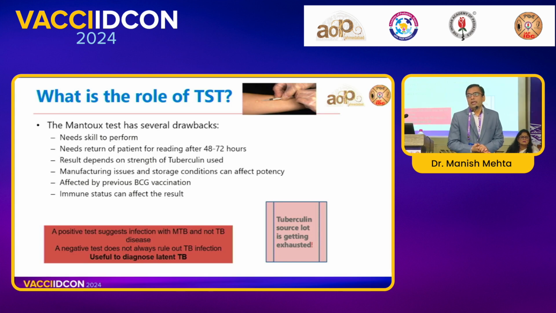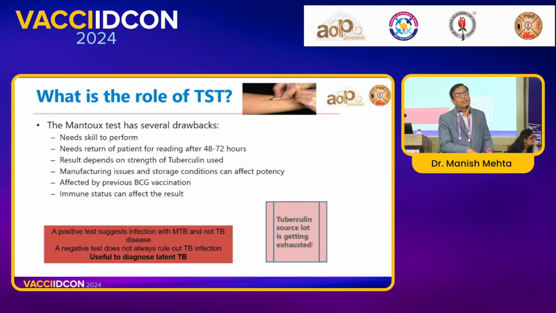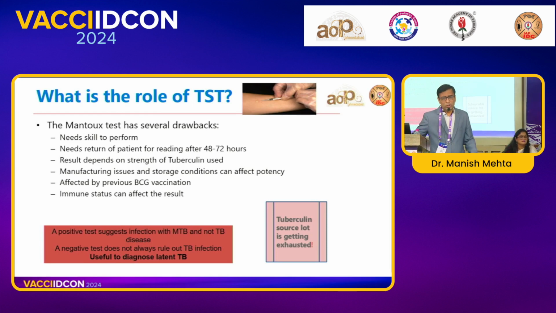So when will this test be important? If your child has all the symptoms, you have done all the homework, but CBNAAT and everything else is coming negative, and your tuberculin test is strongly positive, then that will be an additional help to confirm your diagnosis of tuberculosis. Otherwise, relying on this test only with clinical history will not be much helpful. Okay, so what is a better test?